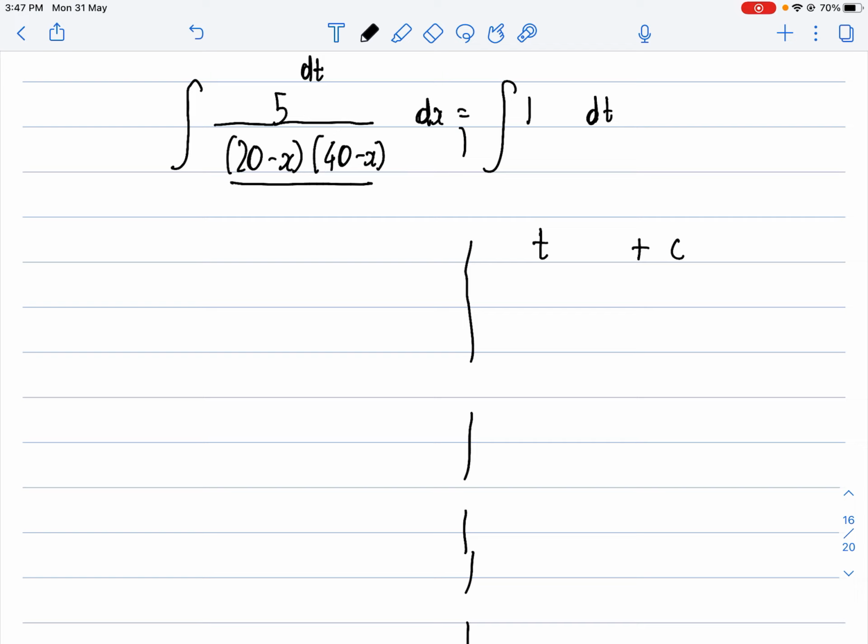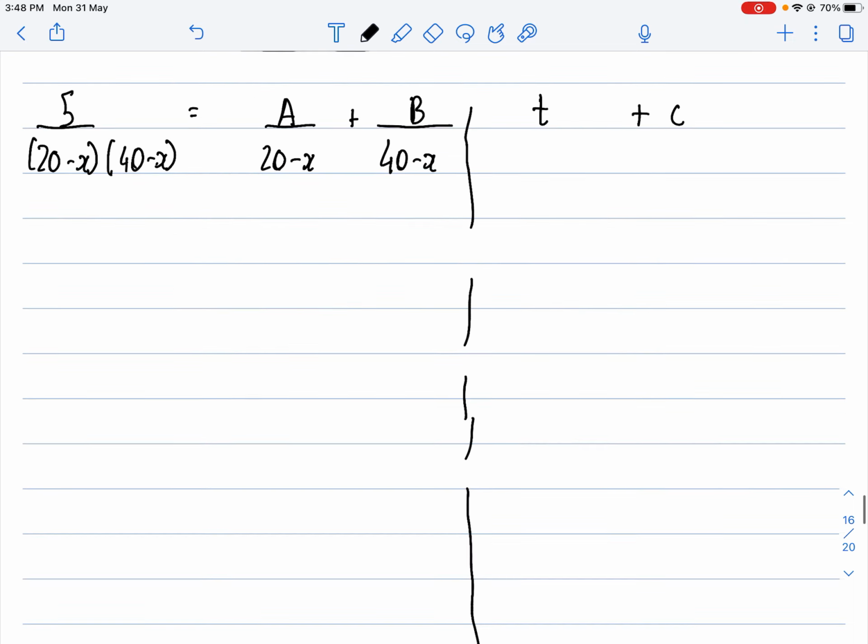But solving this directly is not easy. So I'll convert 5 over (20 minus x) into (40 minus x) into partial fractions, where I can write this as a over (20 minus x) plus b over (40 minus x). Correct? Now I can take the LCM and write this as a into (40 minus x) plus b into (20 minus x), and the denominators from both sides cancel off. This is how we solve. Basic concept.